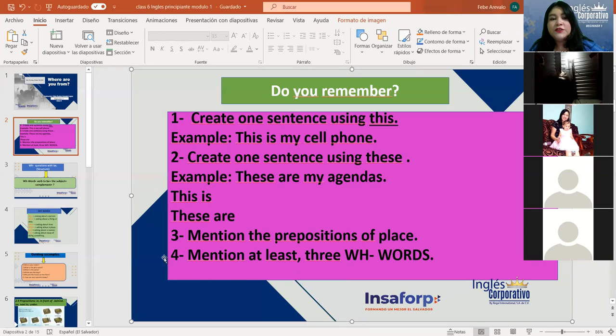Mention the prepositions of place, okay? Entonces, ayer terminábamos la clase viendo las prepositions of place. Las preposiciones de lugar, ¿las recuerdan? Voy a preguntarle a algunos de sus compañeros. Aníbal Rivera, mention the prepositions of place. Mencione at least two. Lo siento, olvidé mis notas. All right, excellent. Don't worry, no se preocupe.